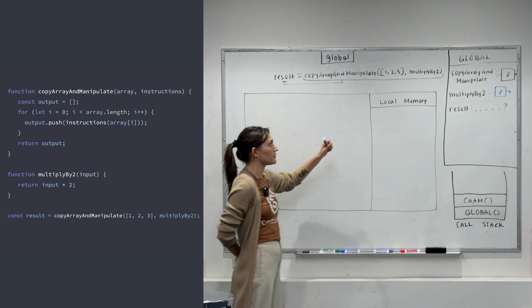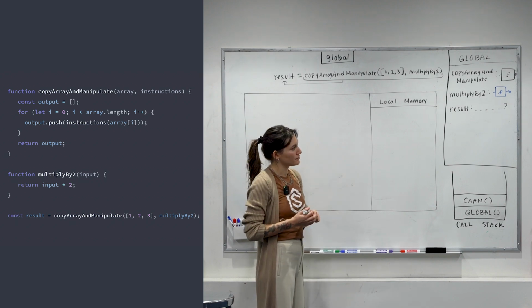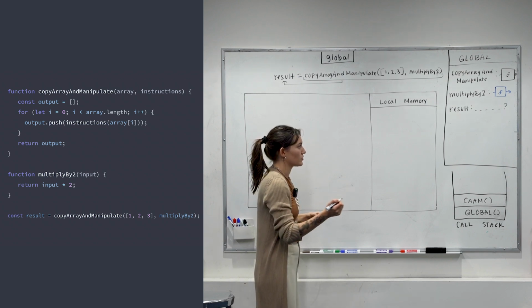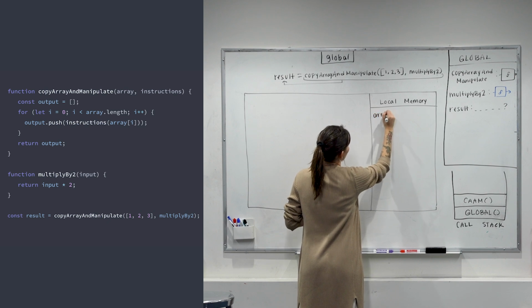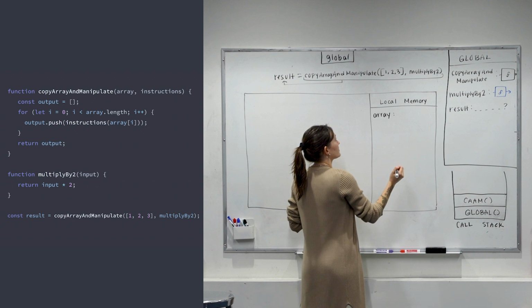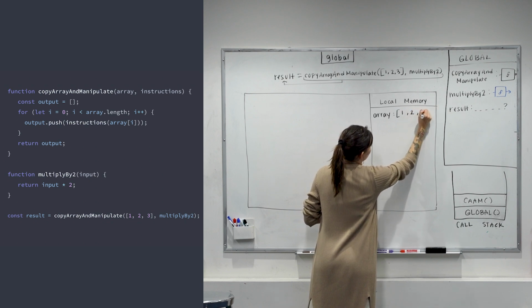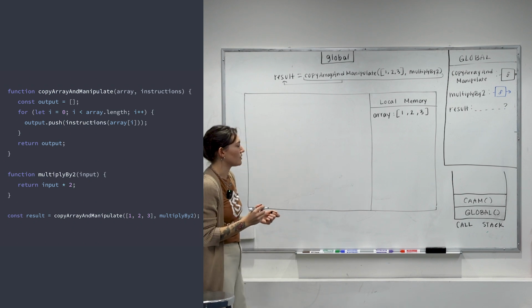What is the first thing we have to do? We're pairing in the parameter array with the argument. And what is the argument? It is bracket 1, 2, and 3. Bracket 1, 2, 3. And what kind of data type is this? That's an array. Absolutely. So it's going to be the array with the elements 1, 2, and 3.